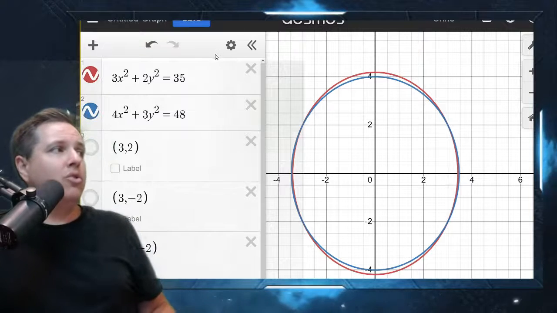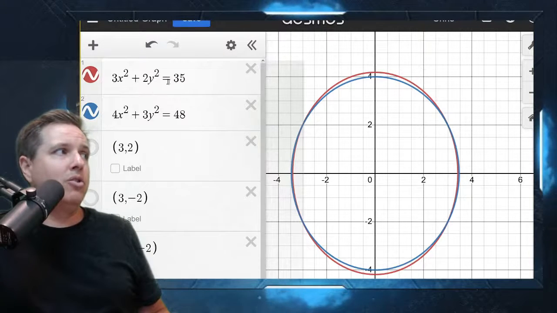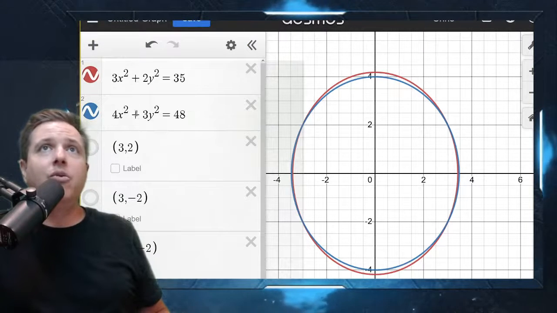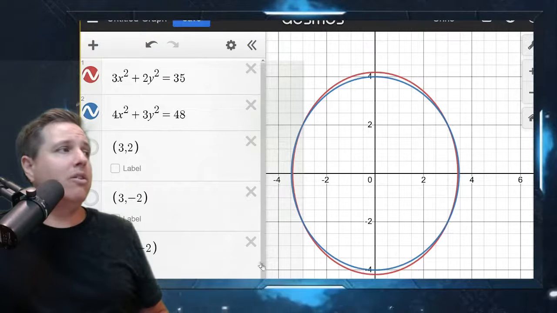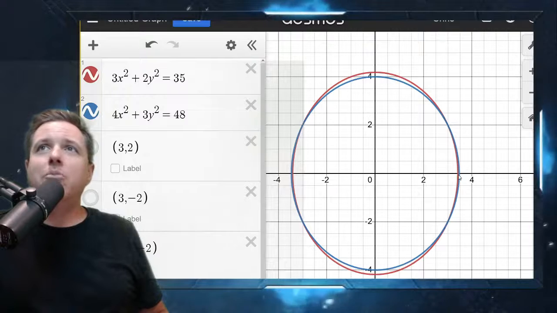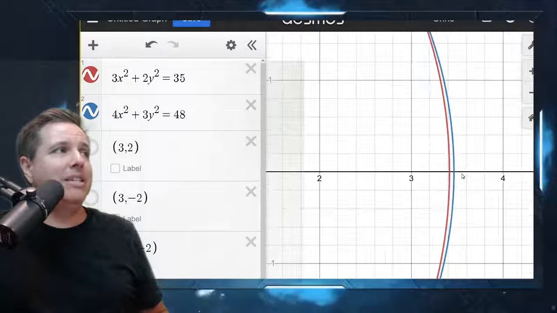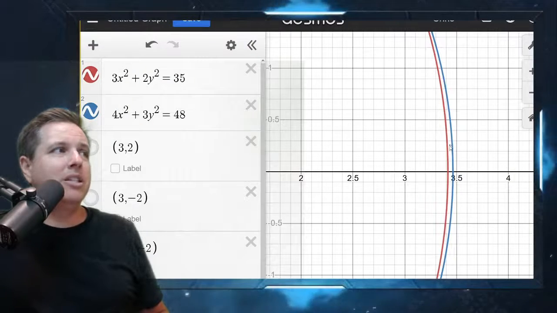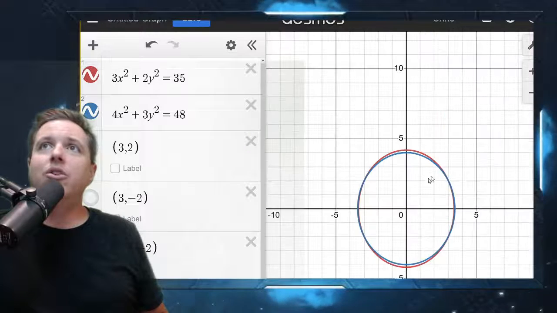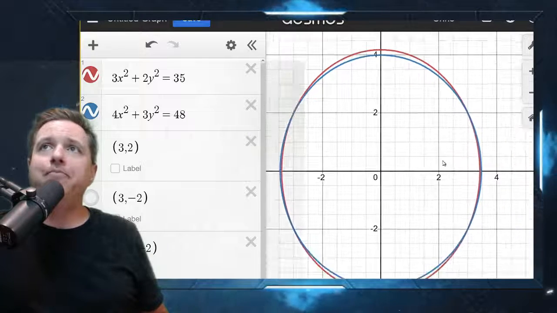So our next one is 2 ellipses: 3x squared plus 2y squared equals 35, and 4x squared plus 3y squared equals 48. And we've got them graphed here. It kind of looks like they match up over here, but they don't. If we zoom in, we can see there's a little bit of distance between those lines. It's just hard to see when you're zoomed out all the way.